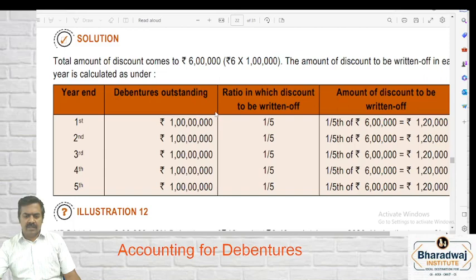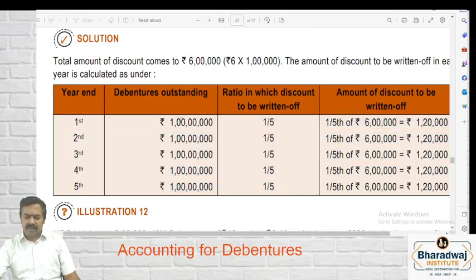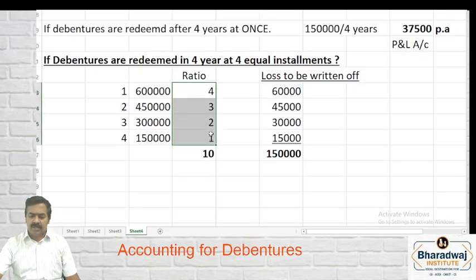So you can find discount on debentures 6 lakhs. 5 years, so each year you will write off 1 by 5, right? 6 lakhs divided by 5, how much will it be? 1,20,000.